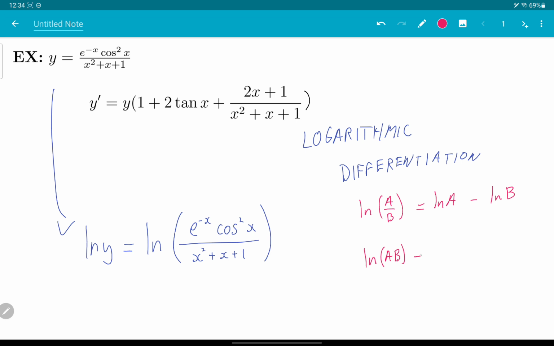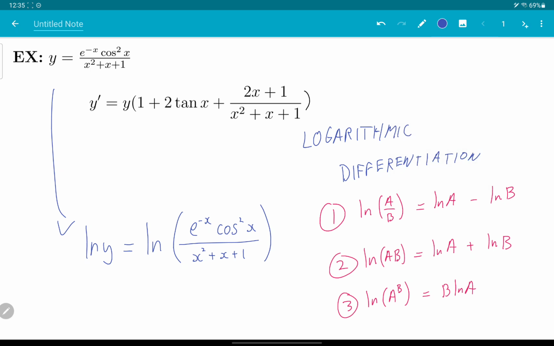Ln of a product will be, well, what do you think? If division becomes subtraction, then you probably guess that multiplication becomes addition. And the last one is the exponent can descend. So we have these three rules, column 1, 2, 3. The order doesn't matter, but there it is.